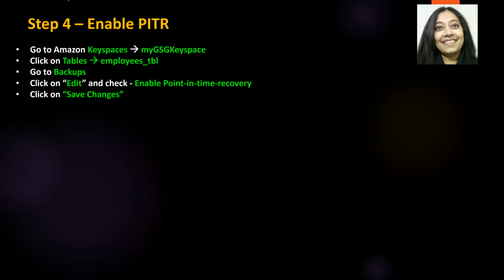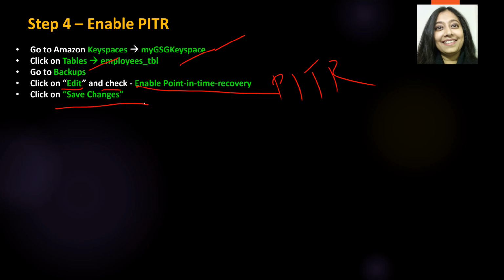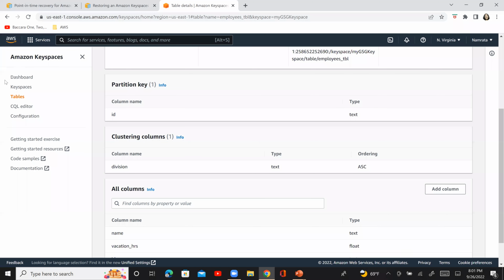In step 4, we are going to enable PITR, right? So how do you go about doing this? We are going to go to Keyspaces, go to our table, and go to backups. We will click on edit and then check enable point in time recovery or PITR. And then click on save changes. So let us do that.